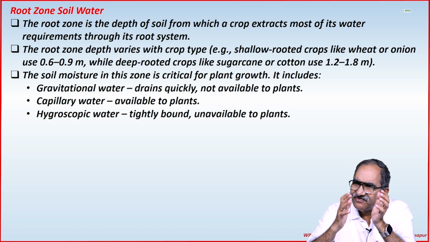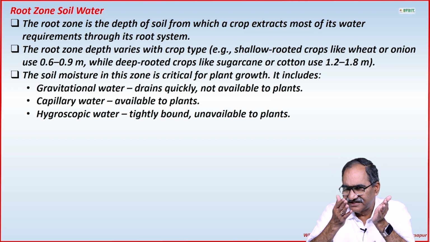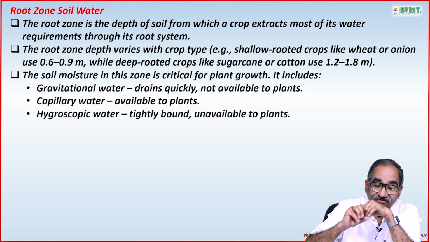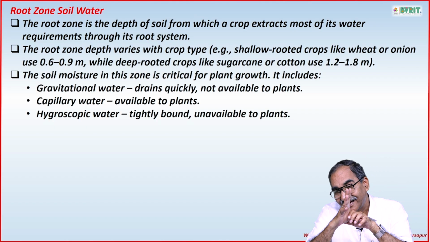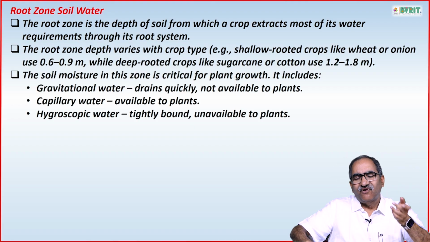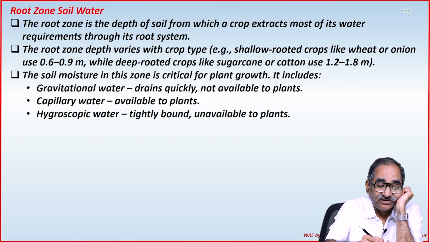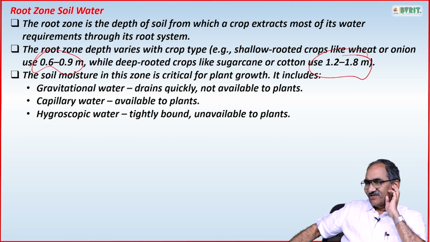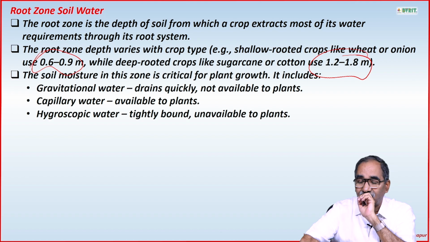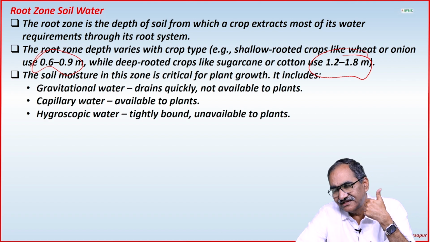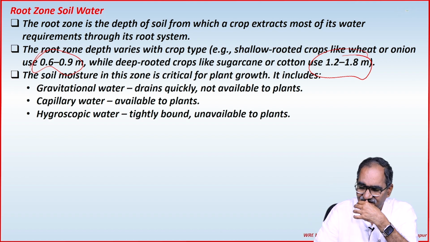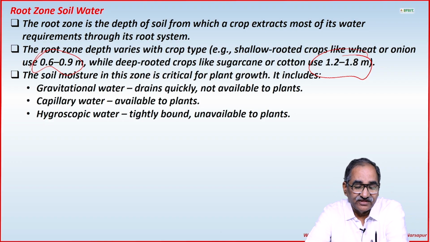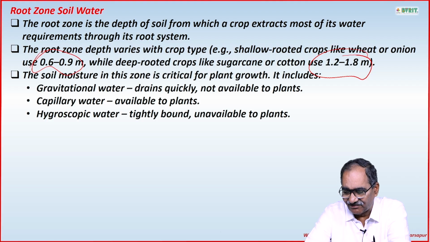There are certain crops which are shallow rooted, for example onion and wheat, which have shallow roots only. Whereas sugarcane and cotton are all deep rooted. But generally the root zone depth varies from 0.6 to 0.9 meters for shallow rooted crops, whereas 1.2 to 1.8 meters for the crops which are deep rooted. And the soil moisture in this zone is critical for plant growth.